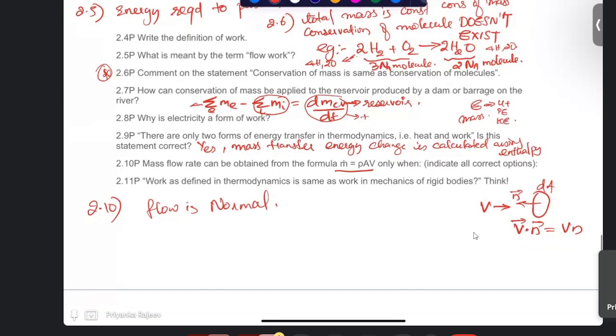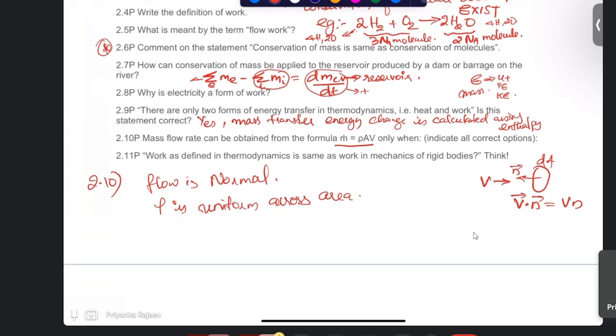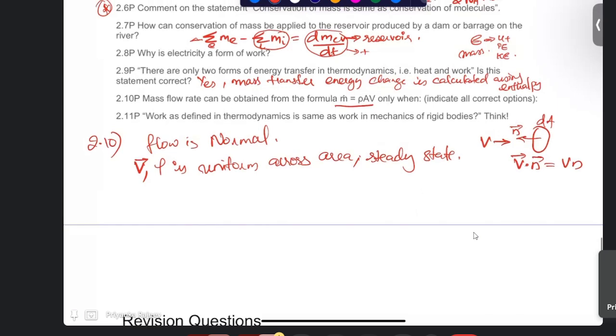Then density rho is uniform across the area. Otherwise, you have to integrate rho over that area element to find the total density. So rho is uniform across area. Then the third one is velocity is uniform. So V and rho are uniform across area. That is when we are taking steady flow, steady state condition. So these are the conditions.